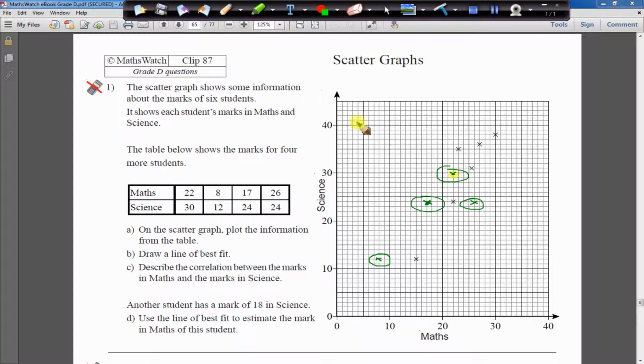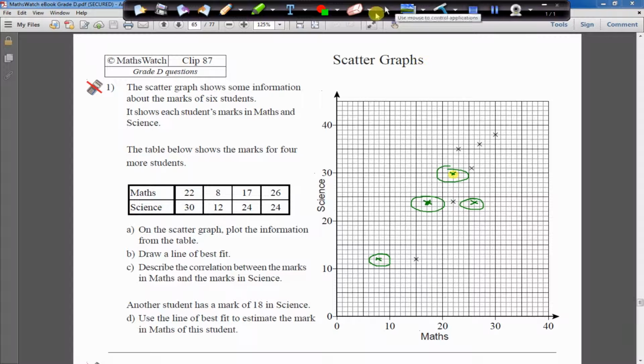Right, folks, this is where I've got my 4 points. 22, 30 over here. Okay, I've drawn my 4 points on there. So 22, 30 was the first one. Sorry, 8, 12 was this one. This is 8, 12. This one here is 22, 30. This one is 17, 24. And this one here is 26, 24. Done.